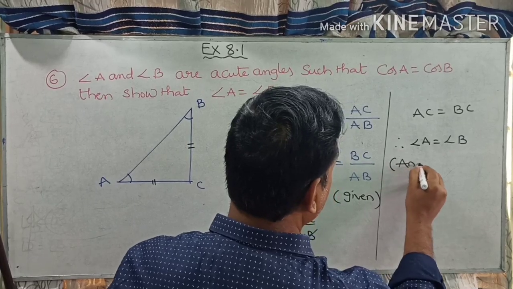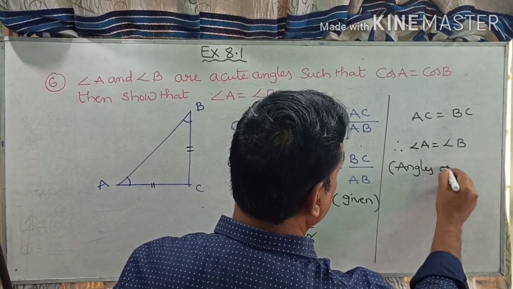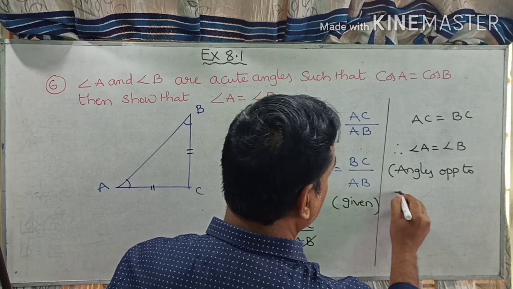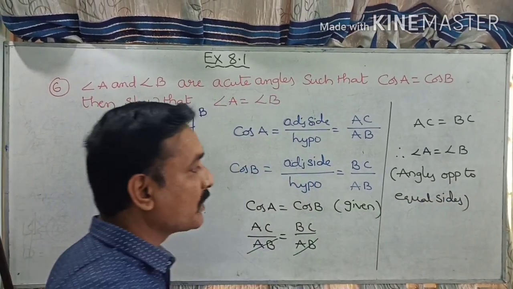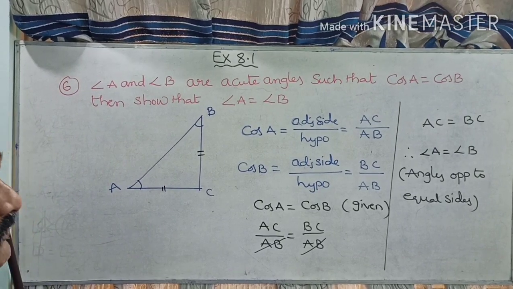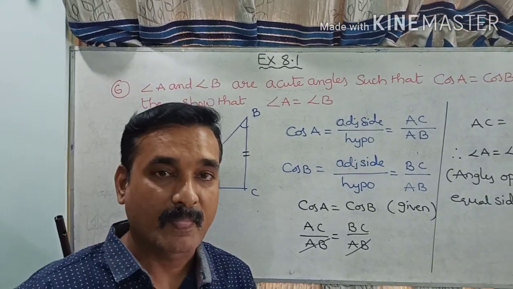So the condition we can write here: angles opposite to equal sides are equal. Therefore, angle A equals angle B.